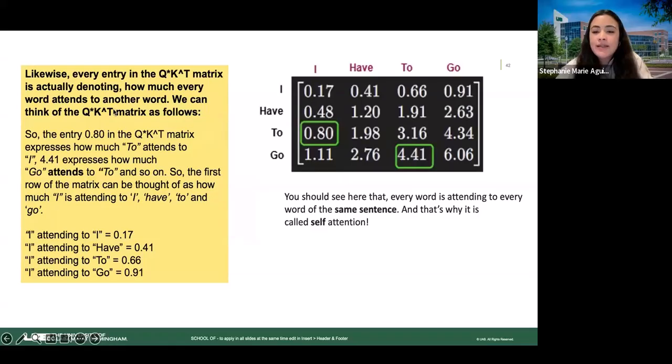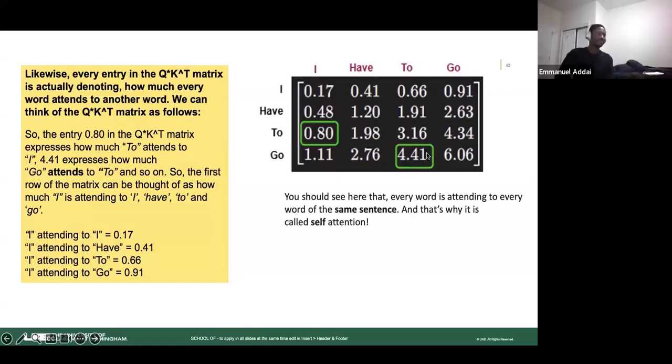So this whole aspect is all based on the key and the value and the Q matrices. You're able to get how well one word attends to the previous word and then after. And so if you're really thinking about it, if the entry is 0.80 in terms of the Q times K transpose matrix, 2 attends to I, and then the 441 expresses how much go attends to 2. Does that make sense?